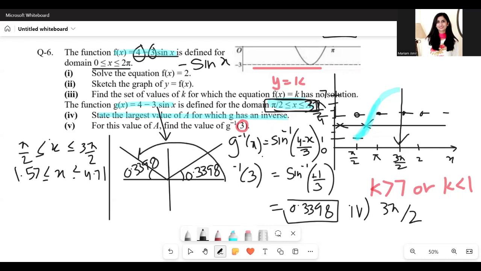So if we find this value instead, that should lie within the given domain. If we do π minus 0.3398, we get 2.80, which is within the given domain. So this is the correct answer. Now, if you try adding 2π to it, which is the period of sine, then you get 9.08, which goes out of the domain. So this is the only correct answer, 2.80.